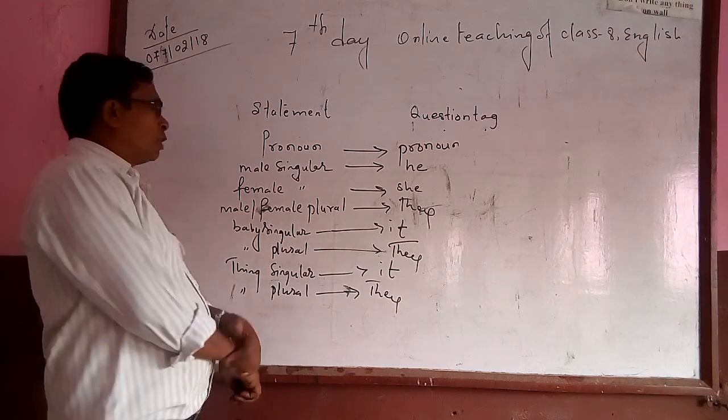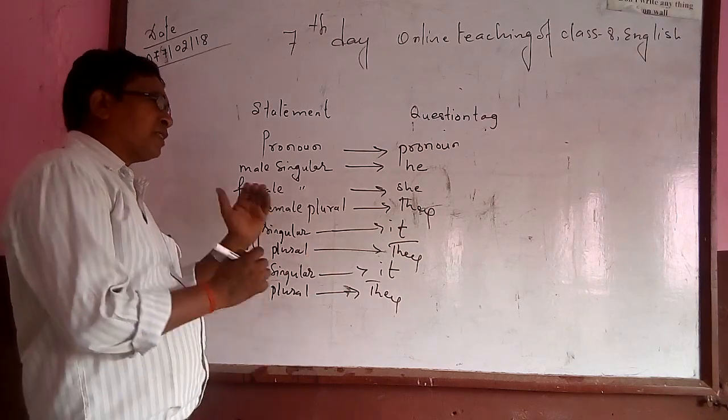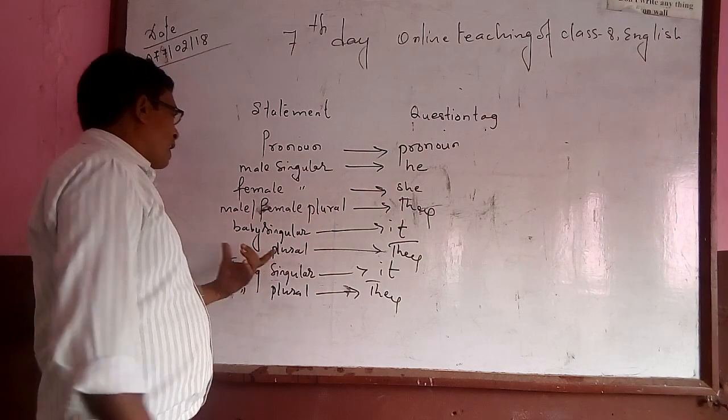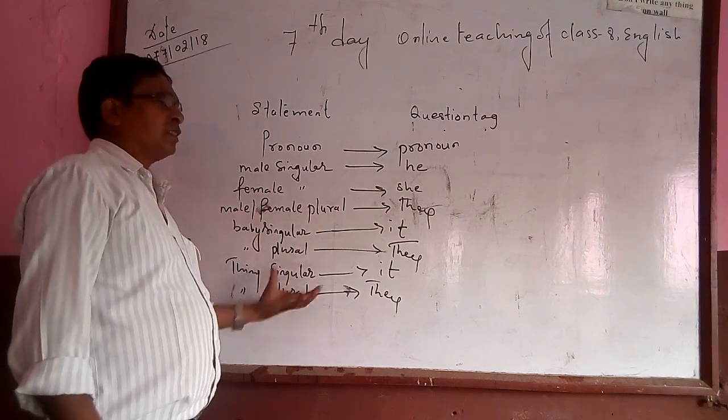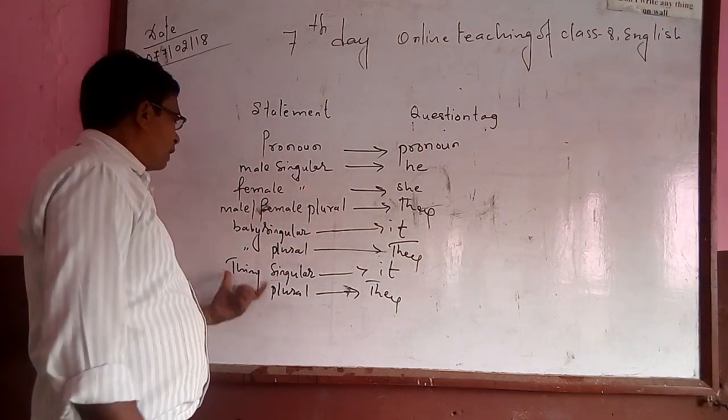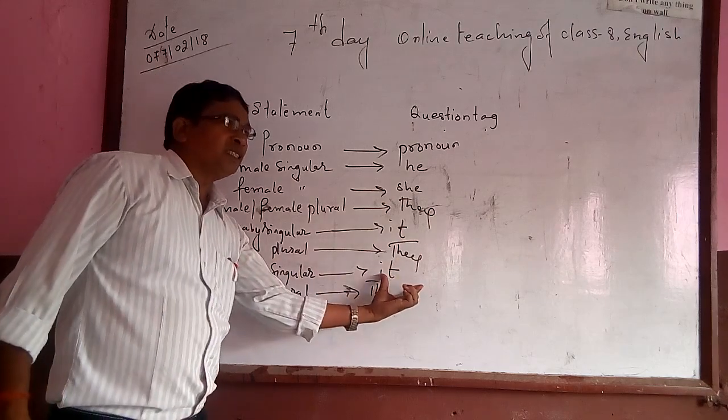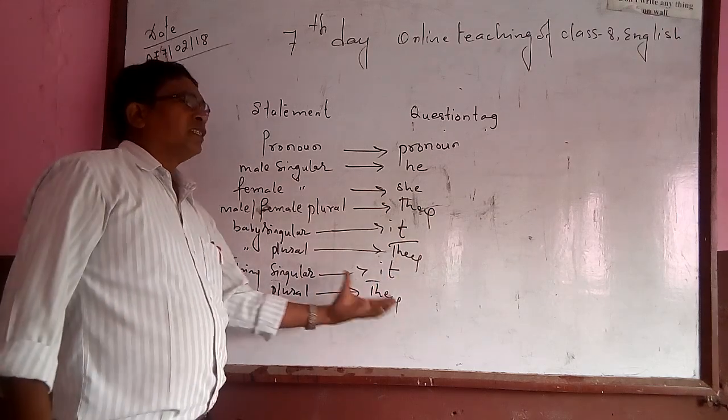Baby singular, once baby, animals or animals' baby. If that is the baby singular, then it. If baby plural, animals' babies, then you can write they. Similarly, if there is thing singular, then there will be it. If there is a thing plural, then they.